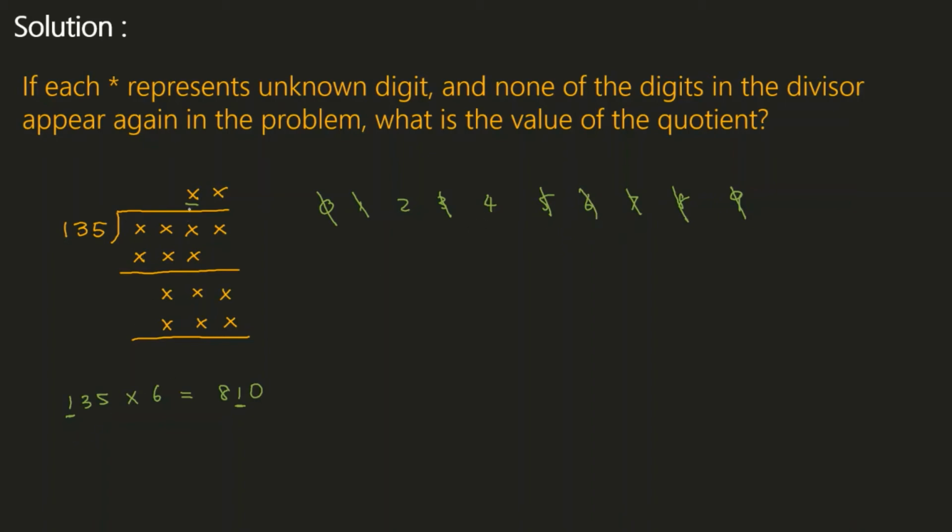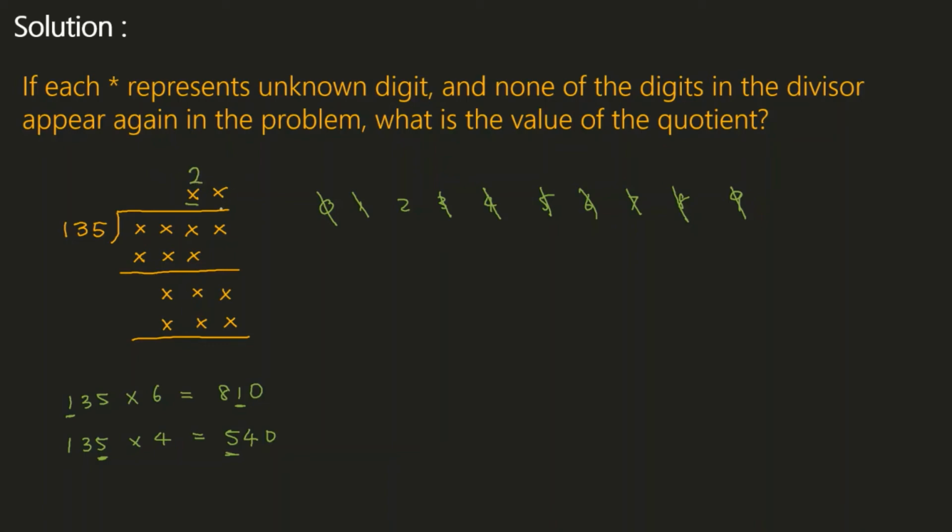Now what about 4? So if we put 4 here, it becomes 135 times 4. And this is 540. Okay, this 5 here is also duplicated with the 5 in the divisor. So 4 is also eliminated. So the only digit left is 2. So the first digit in the quotient is a 2.